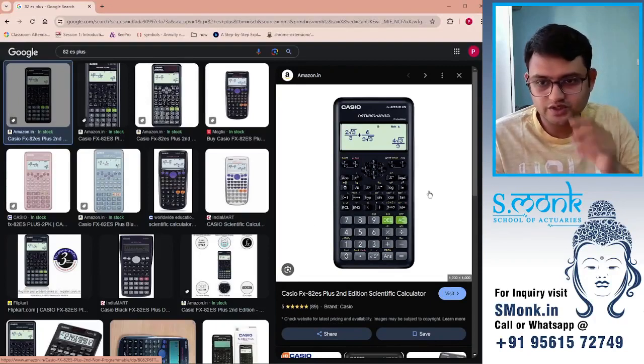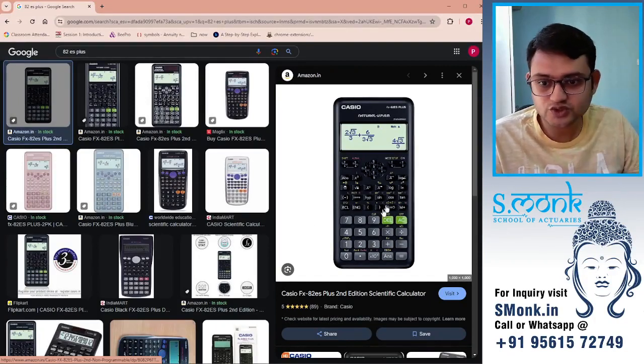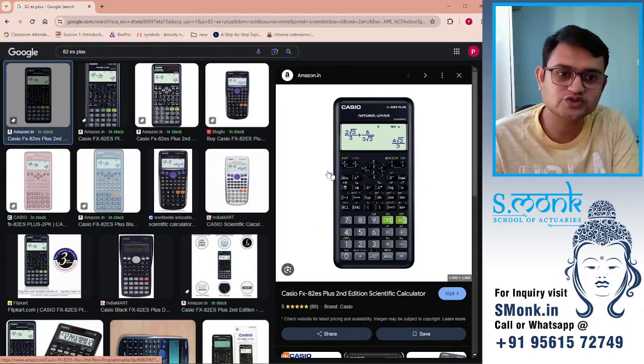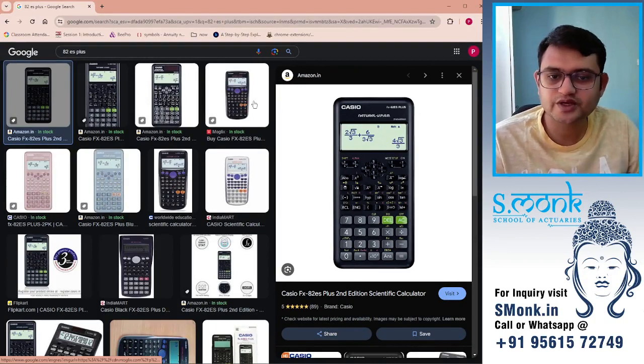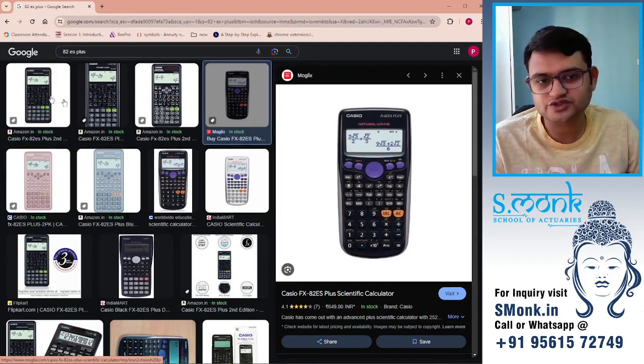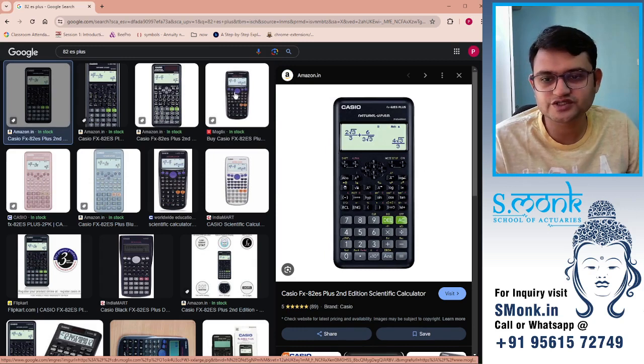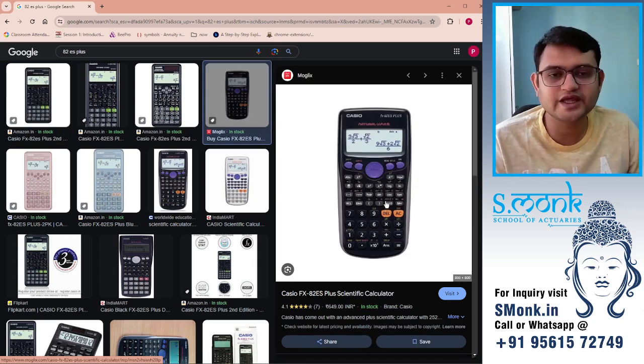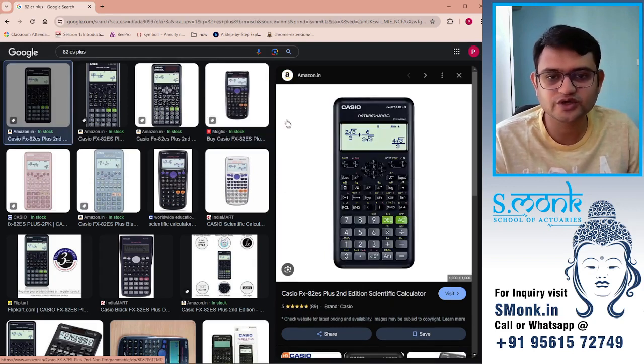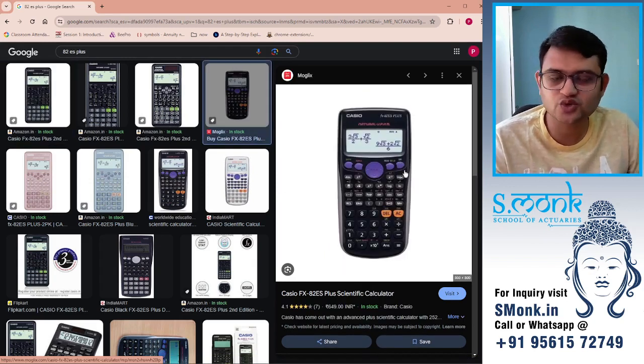So this is how the 82 ES Plus looks. Rather, the 991 also looks exactly same. I'll show you in a minute. And this is the old version. So this is the new version. This is the old version. You can get any one of them. It's not a problem. The only difference is the look. Okay, so if you have the old version, it's okay, no problem.